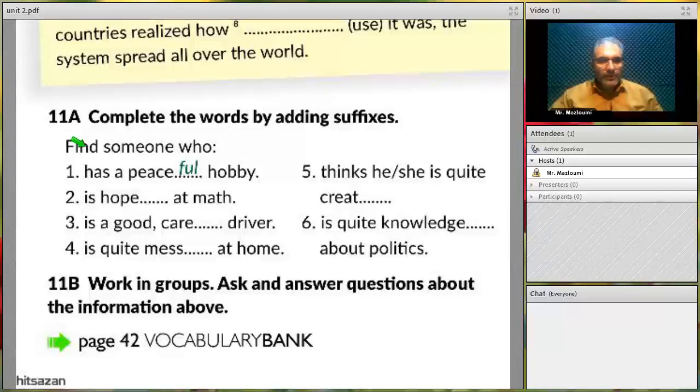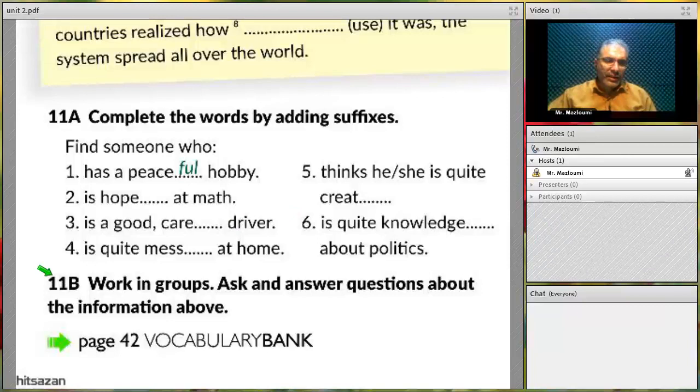Find someone who has a peaceful hobby. Find someone who is hopeless at math. Find someone who is a good, careful driver. Number 4, find someone who is quite messy at home. Find someone who thinks he or she is quite creative. And find someone who is quite knowledgeable about politics. Knowledgeable, everyone, means well informed, having a lot of information, knowledge about something.